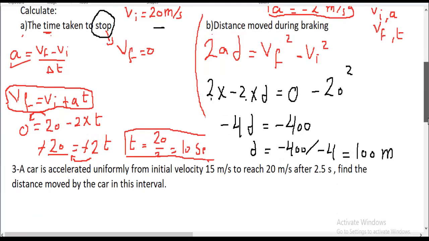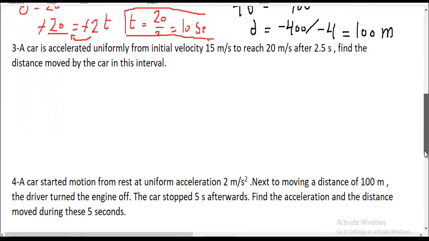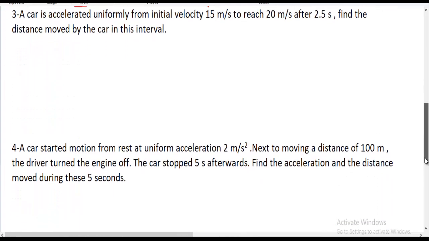Okay, let's move on to the third problem.